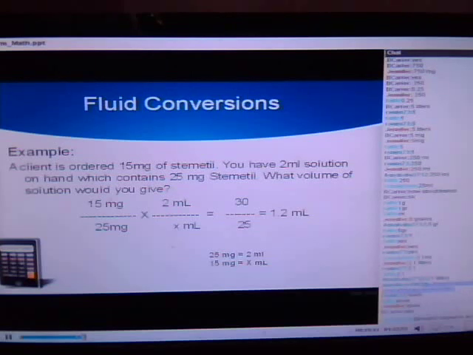Now, you could do it their way and it will work the same way. As long as you keep milligrams and milliliters in the same column, it'll work the same way. 25 times 2 divided by 15 equals... That came out wrong.